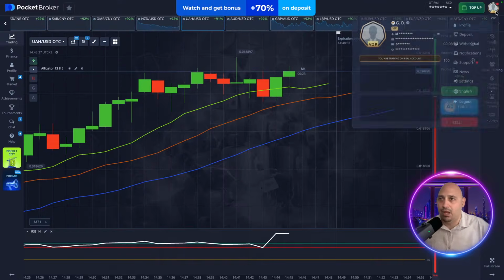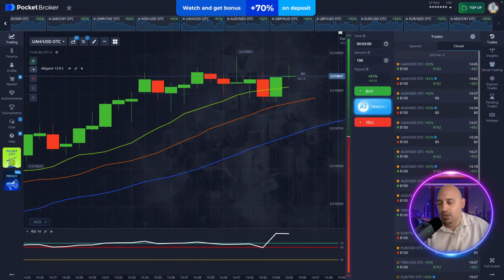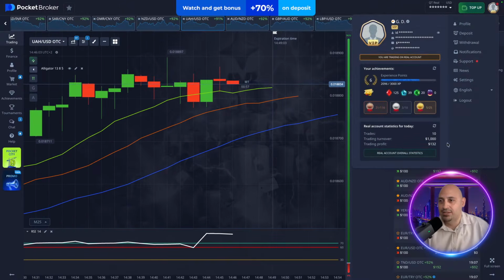Now I know that I may have lost a few trades, but okay, forget this one. So I actually made 1, 2, 3, 4, 5, 6, 7, 8, 9, 10 trades. Ooh, yes. $132 in profit, guys.